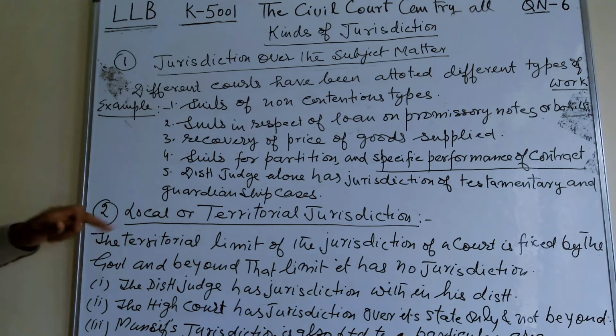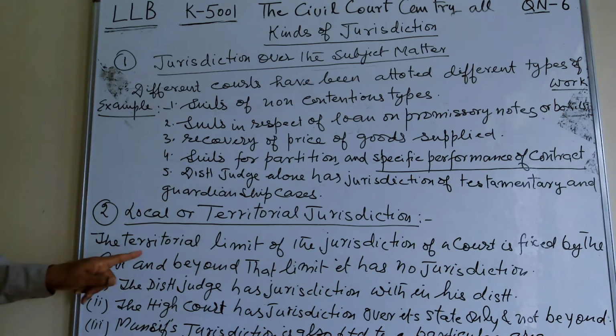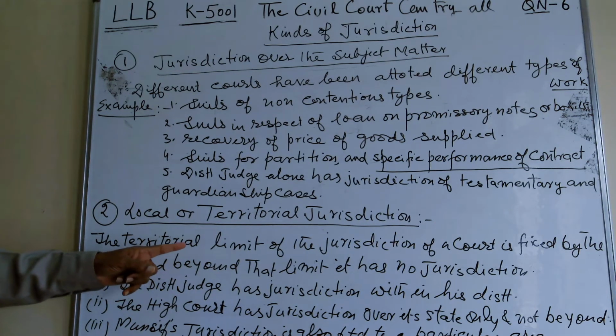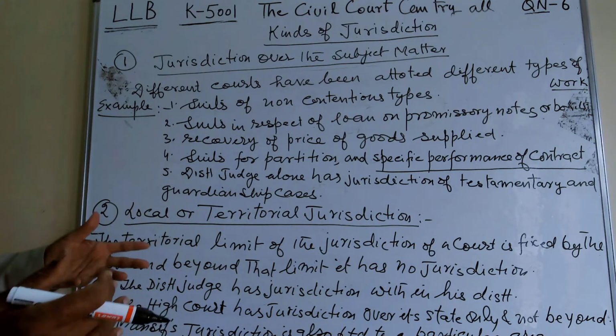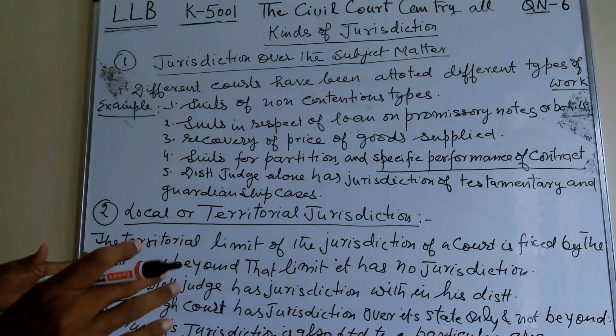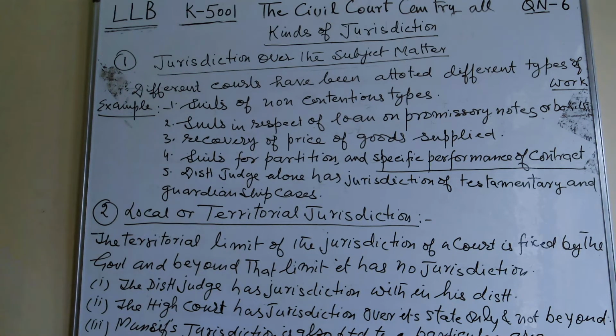Now, second, local or territorial jurisdiction. The territorial limit of the jurisdiction of a court is fixed by the government. This territorial limit is fixed by the government for the courts, and beyond that limit, it has no jurisdiction. Whatever limit has been fixed by the government, beyond that limit, the court cannot do any work.